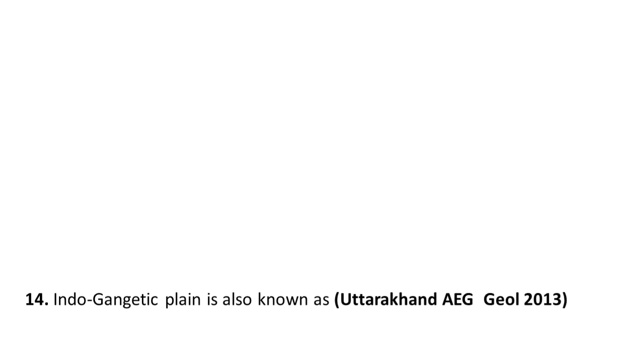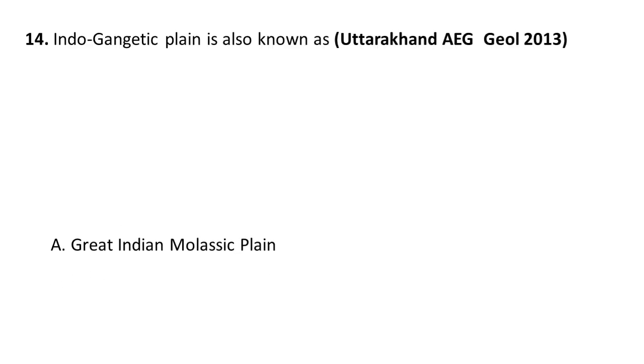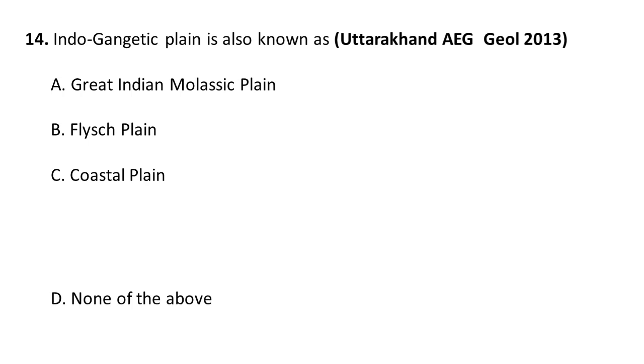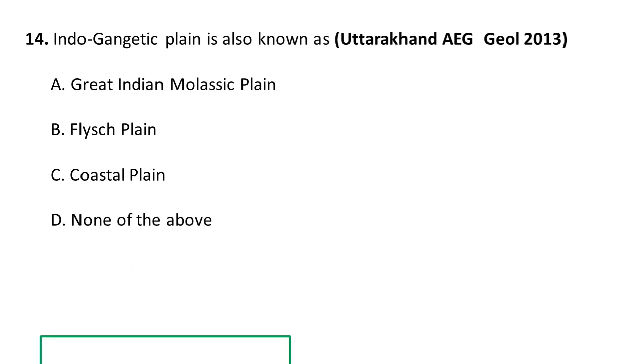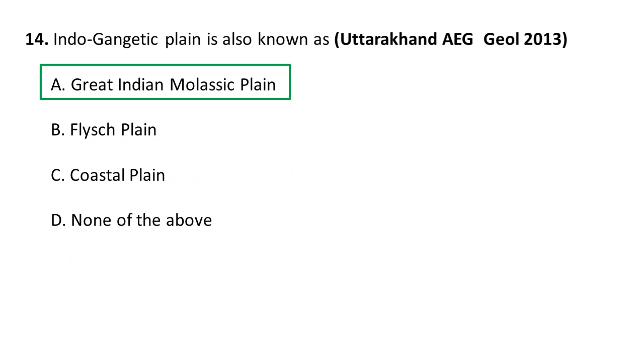Next question. Indo-Gangetic Plain is also known as: A, Great Indian Mosaic Plain; B, Flysch Plain; C, Coastal Plain; and D, none of the above. So the correct option is that the Indo-Gangetic Plain is also known as the Great Indian Molassic Plain. It is also called the North Indian Plain, an extensive north central section of the Indian subcontinent stretching westward from the combined delta of the Brahmaputra River Valley and the Ganges or Ganga River to the Indus River Valley.